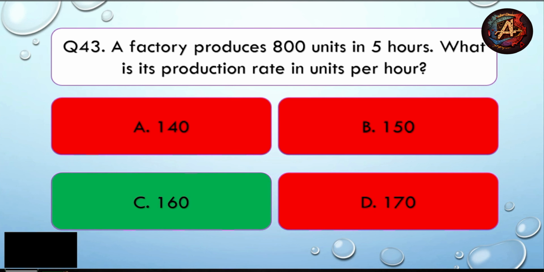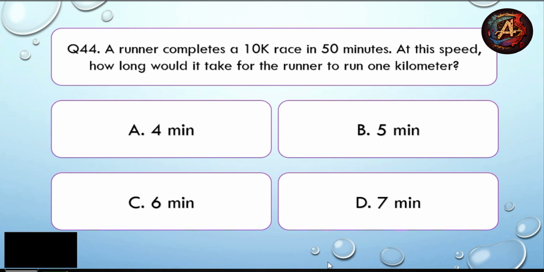So now let us go to question number 44. A runner completes a 10K race in 50 minutes. At this speed, how long would it take for the runner to run 1 kilometer? Is it A, 4 minutes, B, 5 minutes, C, 6 minutes, or D, 7 minutes? I'll give you 5 seconds.